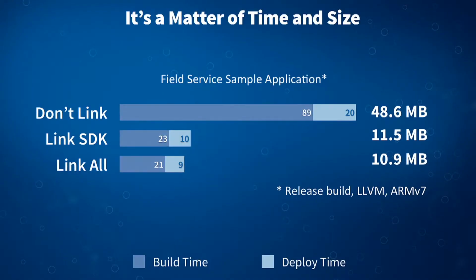Maybe you don't know, but since last month, Apple has a new restriction and will reject any application that has an executable size over 60 megabytes. So just by that sample, we're getting close to that limit. Now, the default is Link SDK. It's 33 seconds and less than 12 megabytes. That's much better. But as we have seen, if you use link all to link everything, you're still saving space.